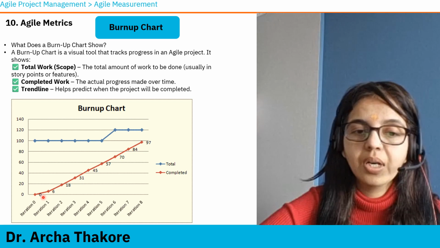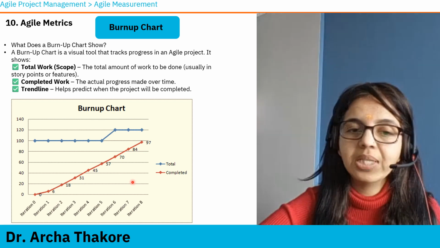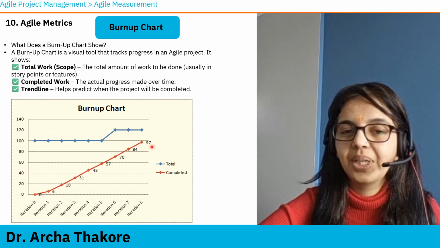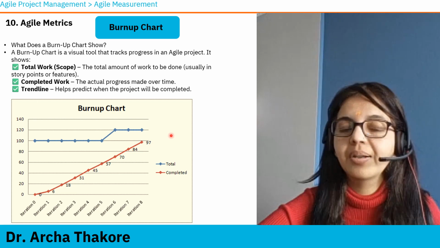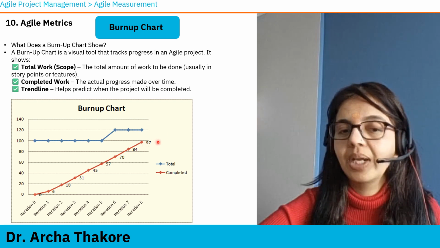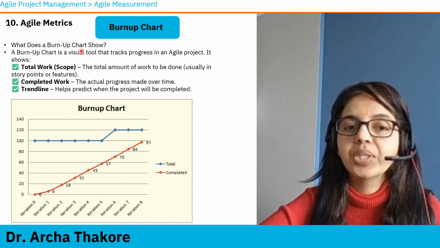So here you're seeing that in iteration 1, the team completed 6 story points, and till iteration 8, the team has completed 97 story points. That means there is an upward trend. The team is performing well, and there is very little work left. Quickly read it here. What does a burn-up chart show?